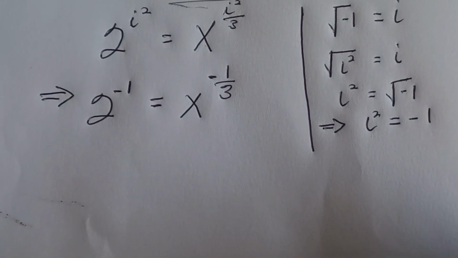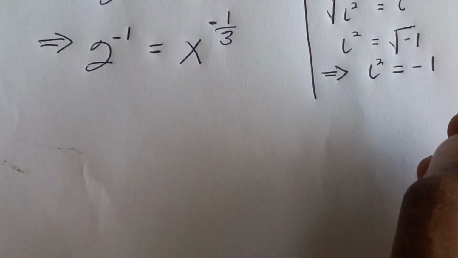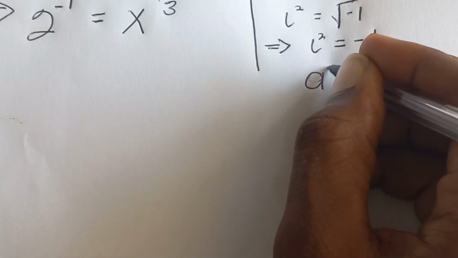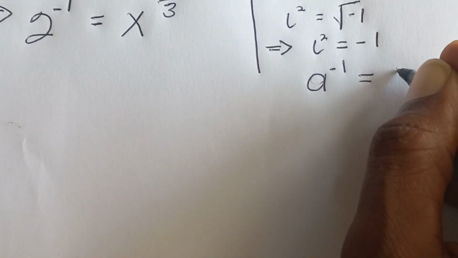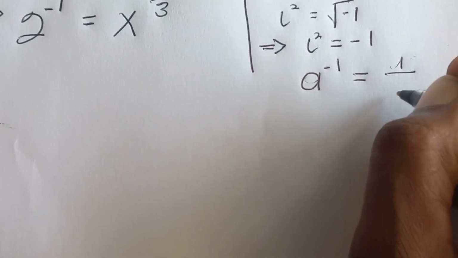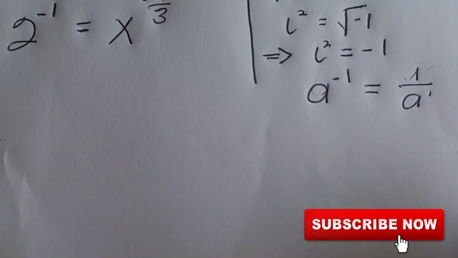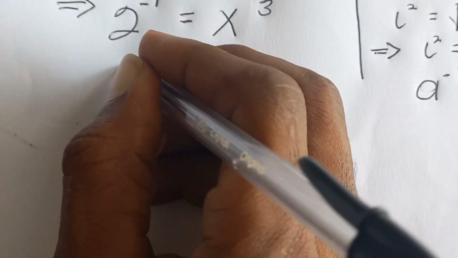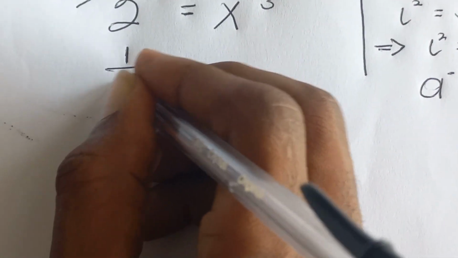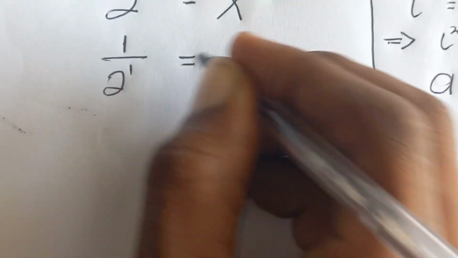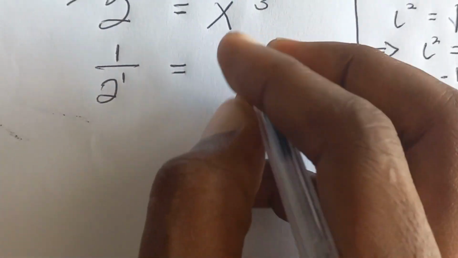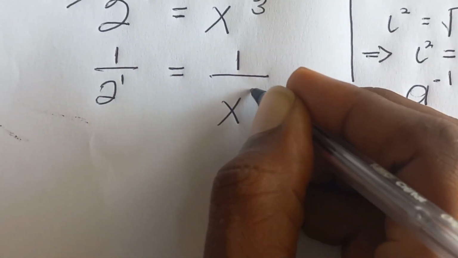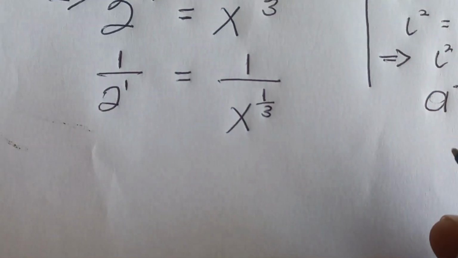Okay, let's continue. And also in algebra, we have a exponent -1 is the same as 1 over a, like this. So now we are going to apply this here. So this one will be 1 over 2 exponent 1, which is equal to, then this one too, we are going to get 1 over x exponent 1 on 3, like this.